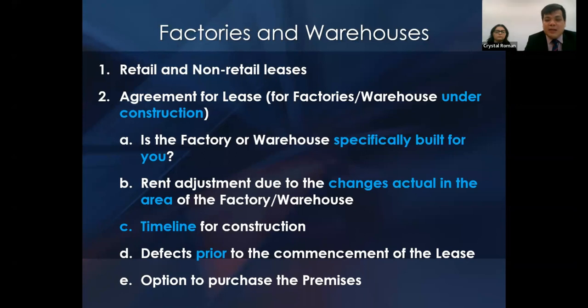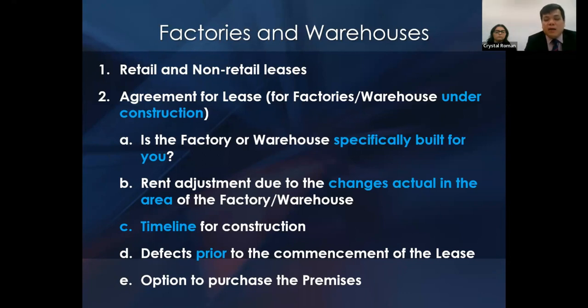Next, I will be touching base on the circumstances in which the landlord and the tenant want to agree for the landlord to construct the warehouse or the factory for the tenant. This can be done by way of an agreement for lease, in which the parties agree that there will be a lease signed under the agreement for lease, which will commence at the completion of the building.